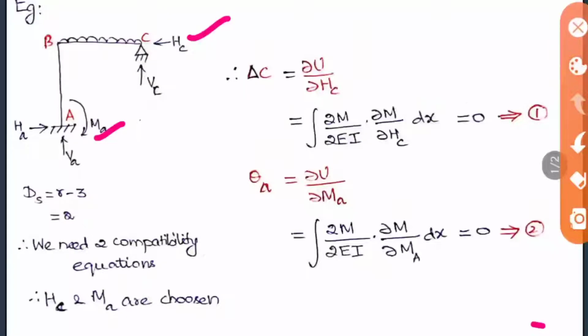Okay, so let us go into the problem now. We know that delta, that is the deformation, is equal to the partial derivative of strain energy with respect to the force there.